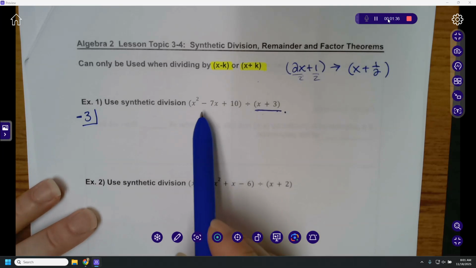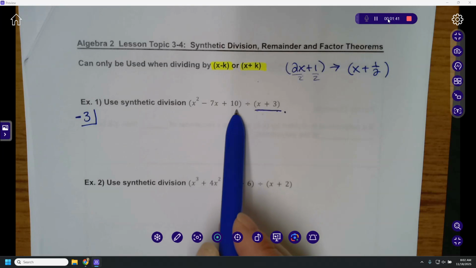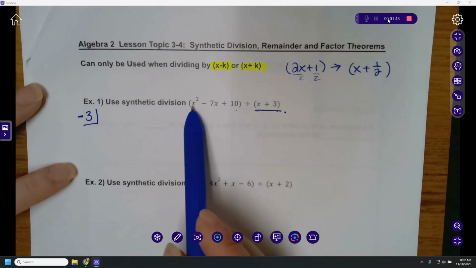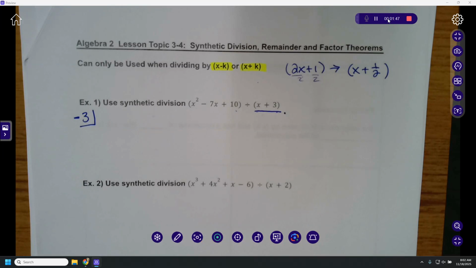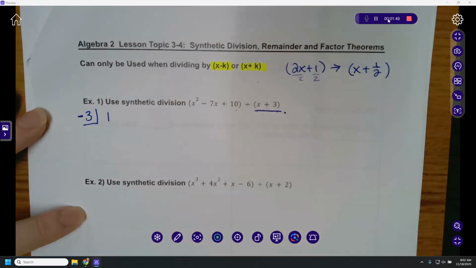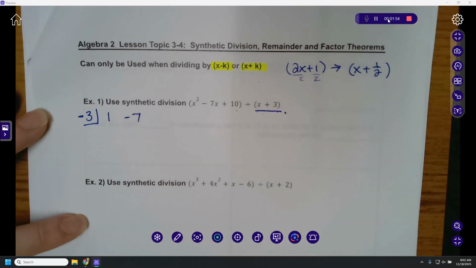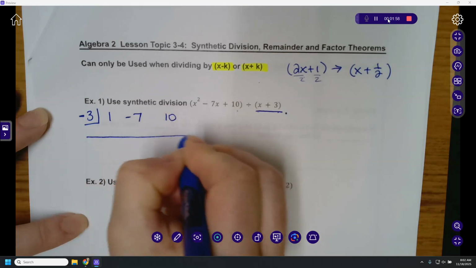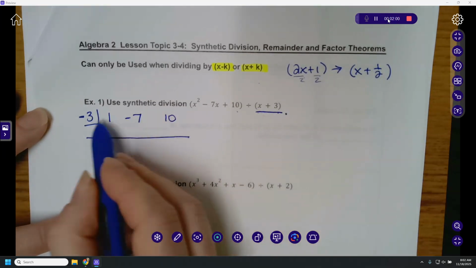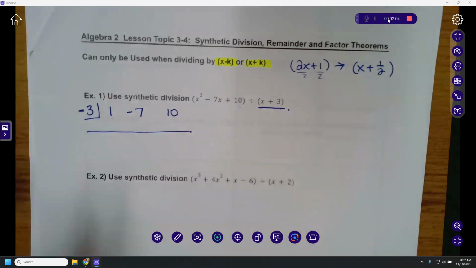The next thing you do is write down all of the coefficients of what we're dividing. What's the coefficient of x squared? There's a 1 there, right? So we write down a 1. We leave some space. Then we write down a negative 7, leave some space, and then write down a 10. Leave a blank row right here, and then I'm going to put a bar.